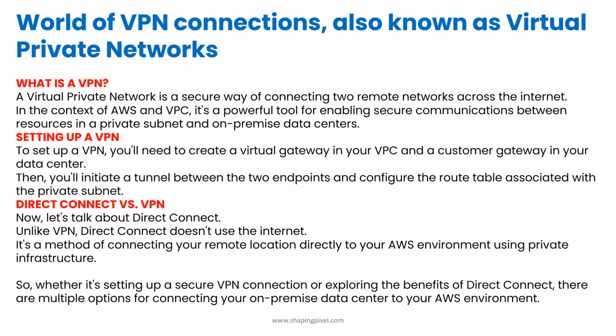Then you will initiate a tunnel between the two endpoints and configure the route table associated with the private subnet. Now let's talk about Direct Connect. Unlike VPN, Direct Connect doesn't use the internet. It's a method of connecting your remote location directly to your AWS environment using a private infrastructure. So whether it's setting up a secure VPN connection or exploring the benefits of Direct Connect, there are multiple options for connecting your own premises data center to your AWS environment.